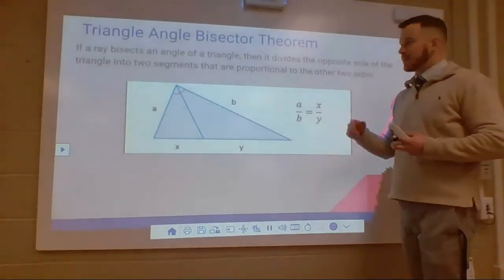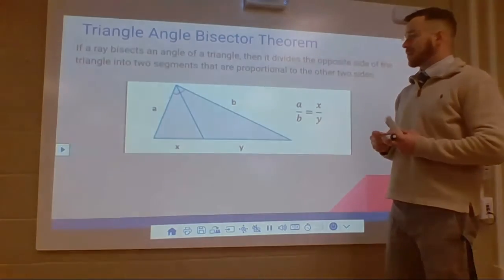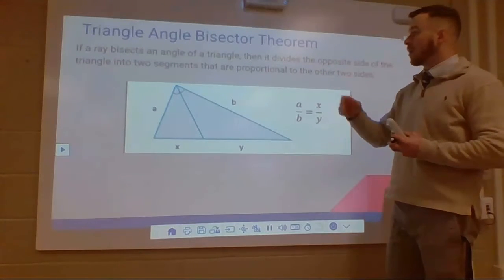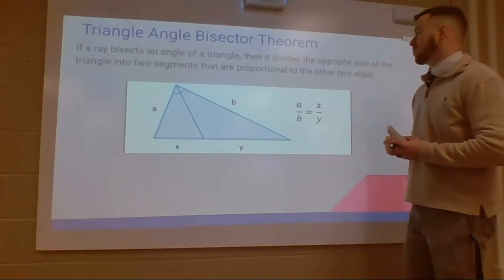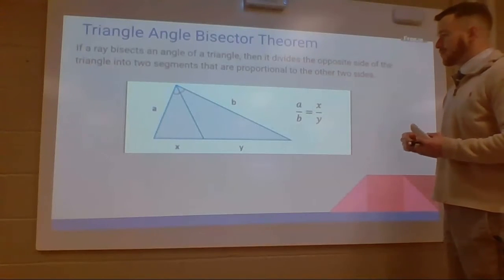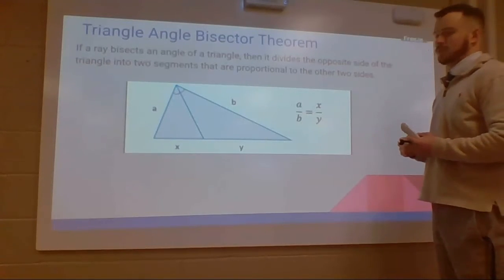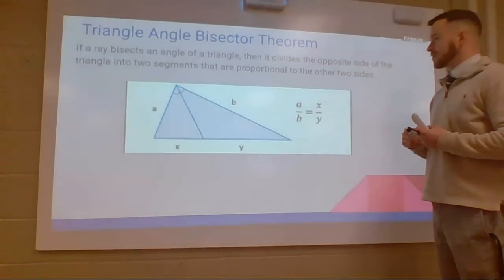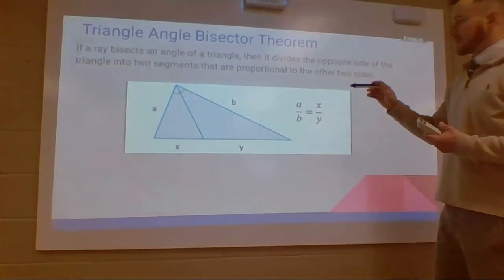Our last theorem is the triangle angle bisector theorem. It says if a ray bisects an angle of a triangle, then it divides the opposite side of the triangle into two segments that are proportional to the other two sides. Okay, so let's make sense of that.